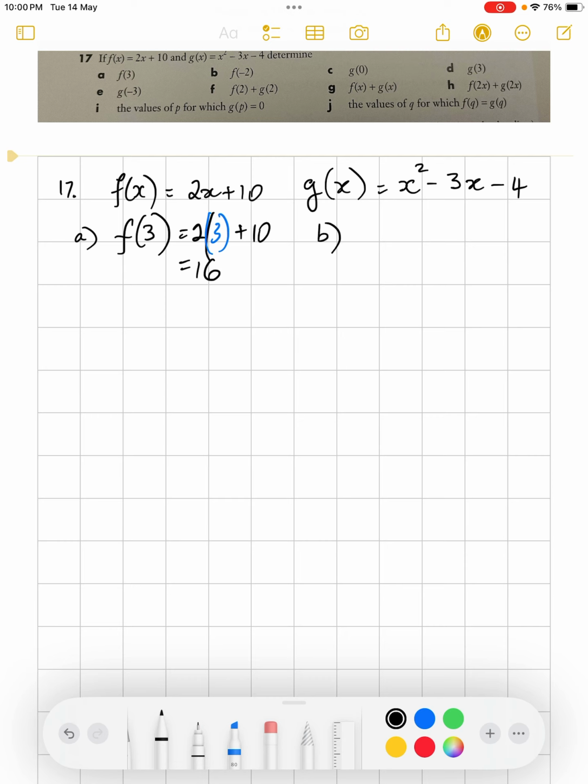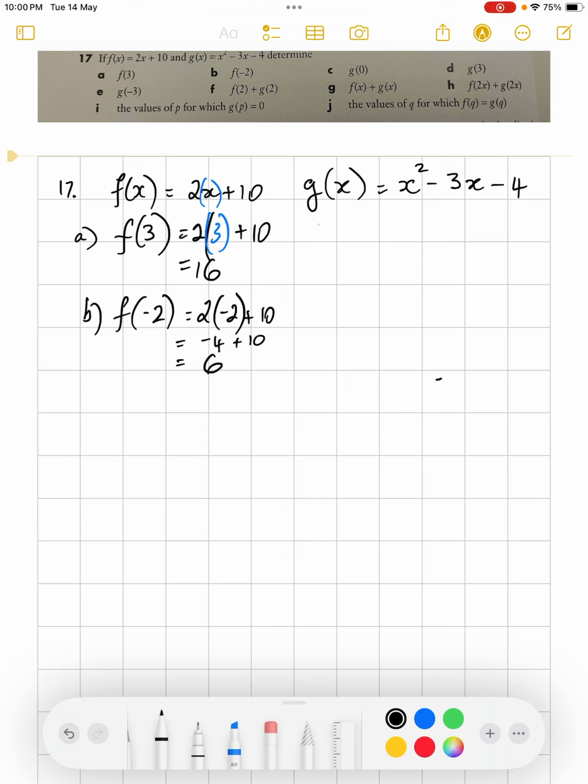Let's do part B. F of negative 2. All right, I'm going to put that underneath here. Part B. F of negative 2, because we're replacing x with negative 2. And there's x here. So we go 2 times x, negative 2. We put it in the f function. So negative 4 plus 10 equals 6.